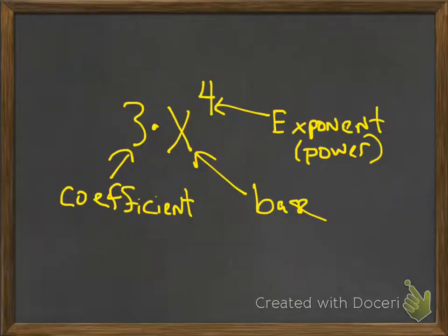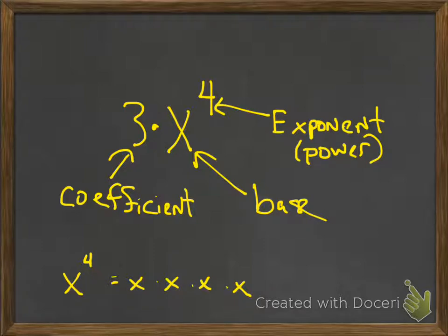First off, don't forget, when you see an exponent, that little bitty number, that means repeated multiplication. So when I say x to the fourth power, I'm saying x times x times x times x.